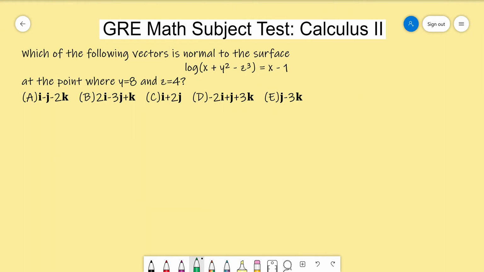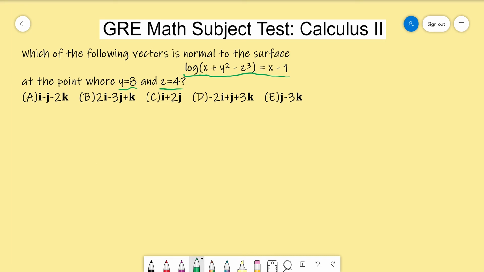So in this question, we are given an equation for a surface. There it is. And we're asked to find which of the vectors is normal to the surface at the point where y equals 8 and z equals 4.